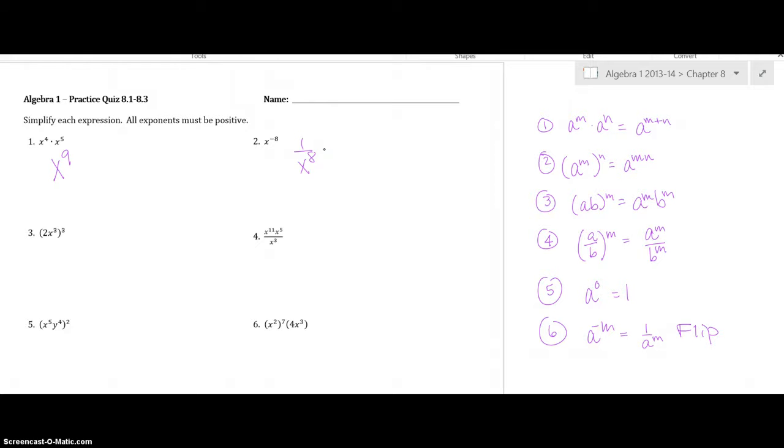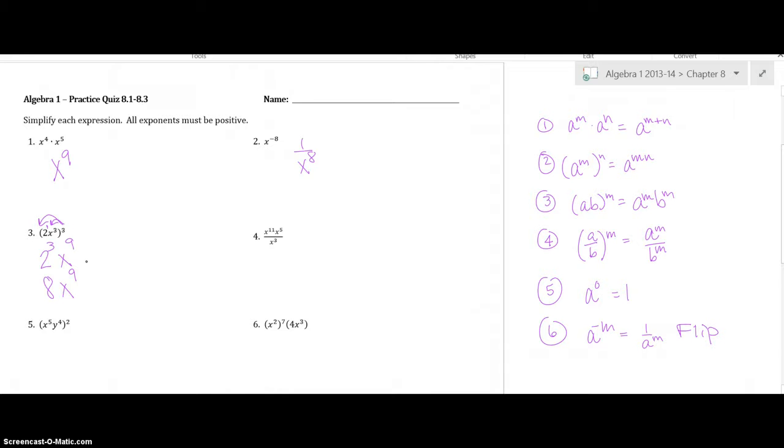Number 3, we're going to actually use rule number 3, which is to raise everything inside the parentheses to that power. Now remember that the 2 has an exponent of 1 on it, and when you raise everything to that third power, you're multiplying the exponents. So we're going to have 2 to the third x to the 9th. 2 to the third is a pretty small number, 2 times 2 times 2, so that's 8. So we can go ahead and simplify that.